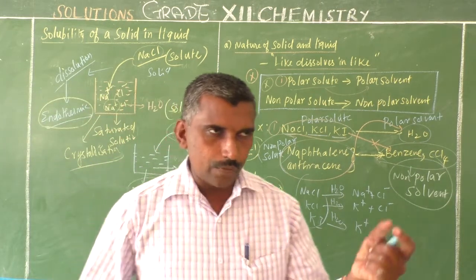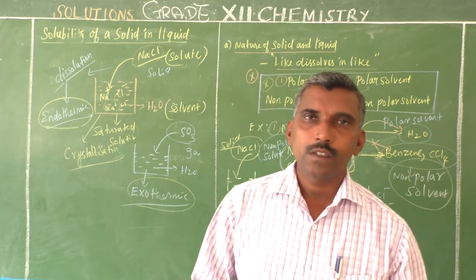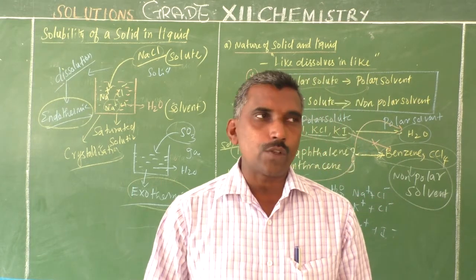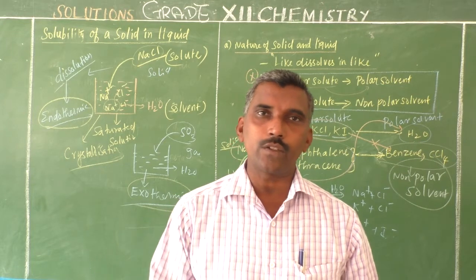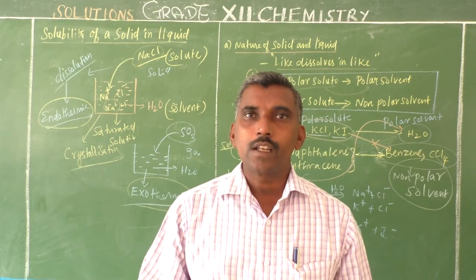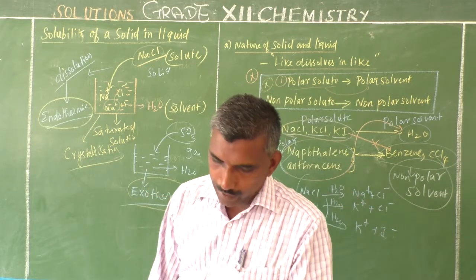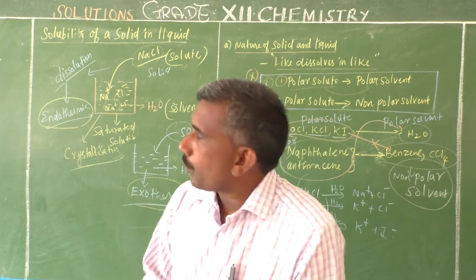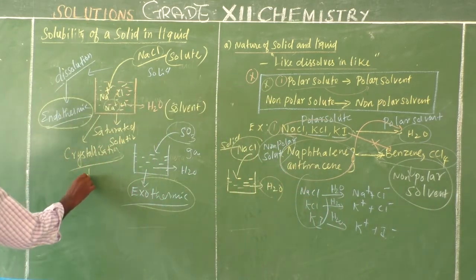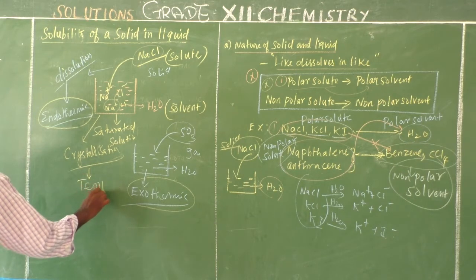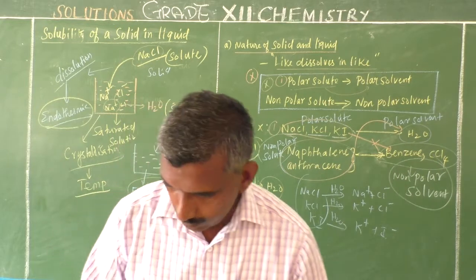First, dissolution: when sodium chloride is added, the solution attains saturation. Then when extra solute is added to the saturated solution, crystallization takes place at a particular temperature. Dissolution and crystallization both take place.